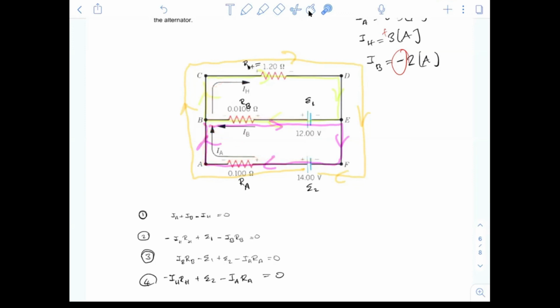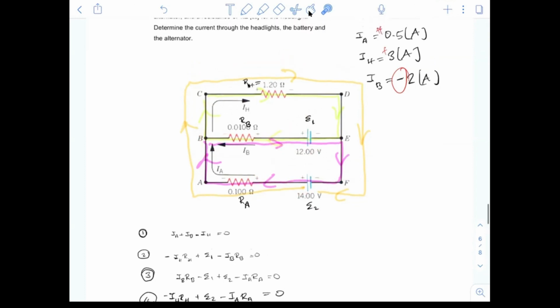You could have easily said the current coming out of the battery is going this way, and the current coming out of the alternator is going in the opposite direction, actually just charging up the battery. You could have just as easily come up with that assumption. So you assign directions to the currents randomly. If the assigned direction is incorrect, when you do the algebra, it's going to give you a negative value. Now learn how to interpret that.